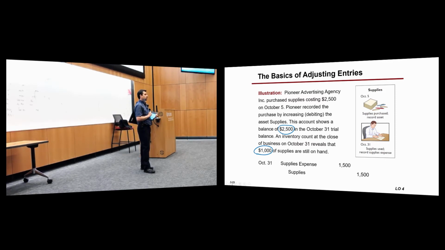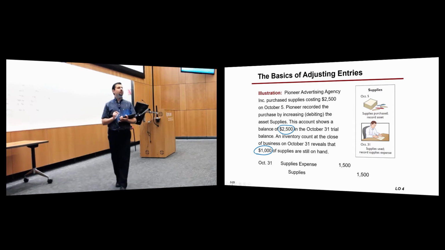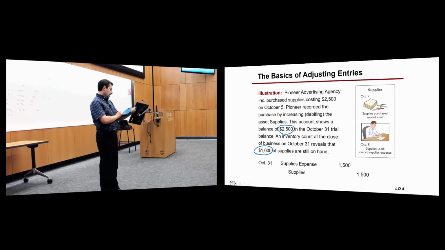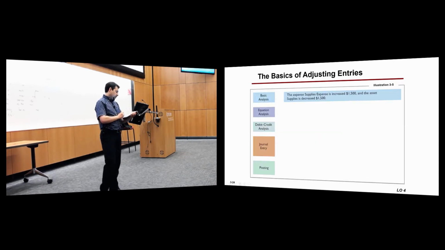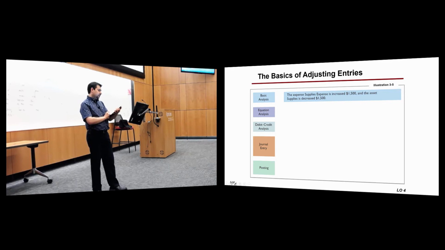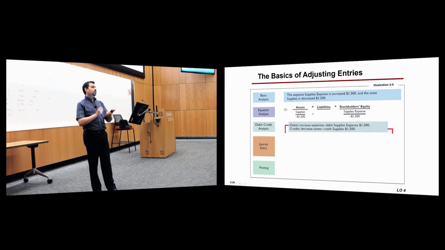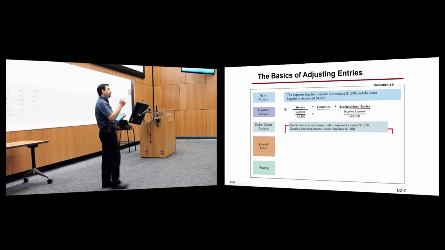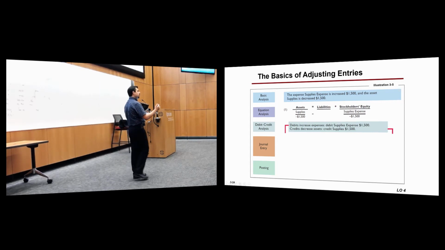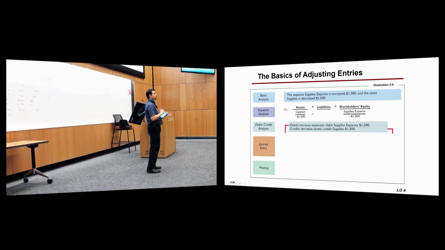The new balance under supplies will show $1,000. That's correct. This is the actual amount of supplies that you have, and it is faithfully representative. So here, this is how you analyze it. The supplies expense is increased, so we have more supplies expense, and we have less supplies.